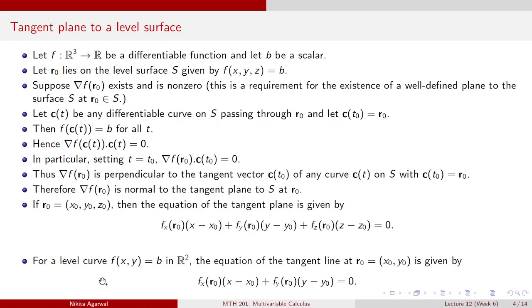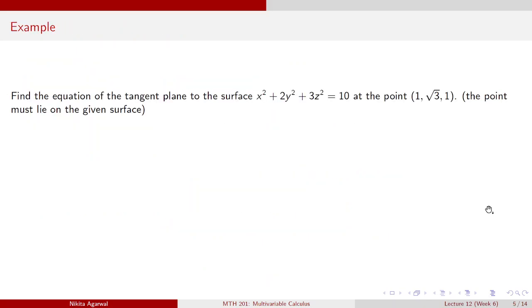Now, if you have a level curve, which is in R2, then you drop the third entry, right? Then you just have two terms here. Okay. Let us look at this example.